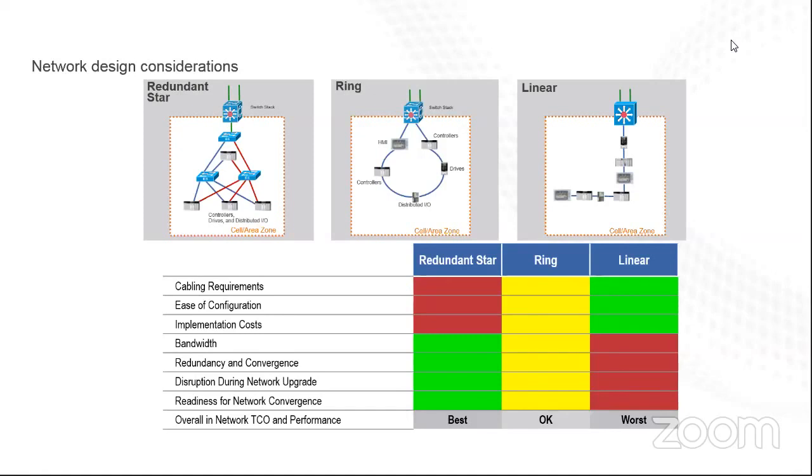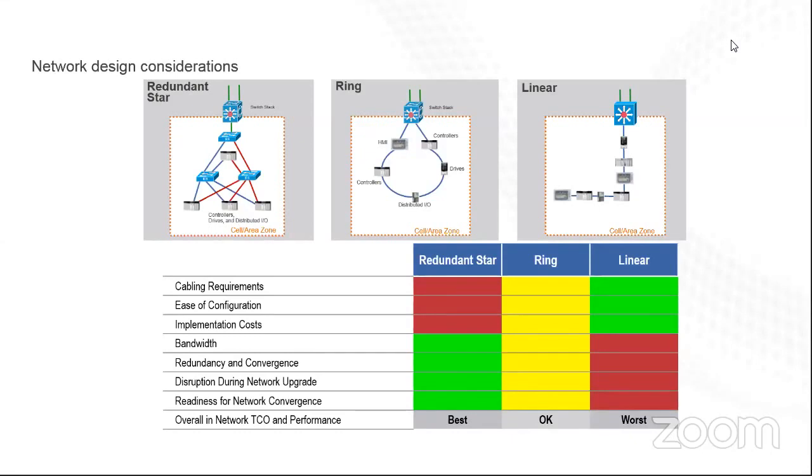You see more cables. So obviously the ease of configuration is not the same as a ring or a linear. And the more boxes you see means it does have higher implementation costs. So that's why we've got the reds on the diagram for redundant star. However, redundant star has a very important place within the operational technology space. And so what it does give you, as you can see, is additional bandwidth.